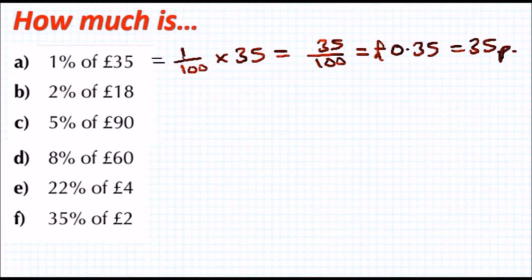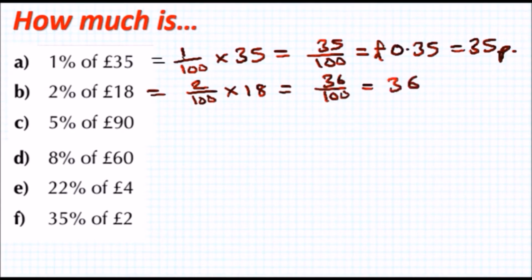Now let's do the same thing here. 2% of 18 pounds. So this is 2 over 100 times 18 pounds. 2 times 18 is 36 over 100, and same thing as above, it's going to be 36p instead.